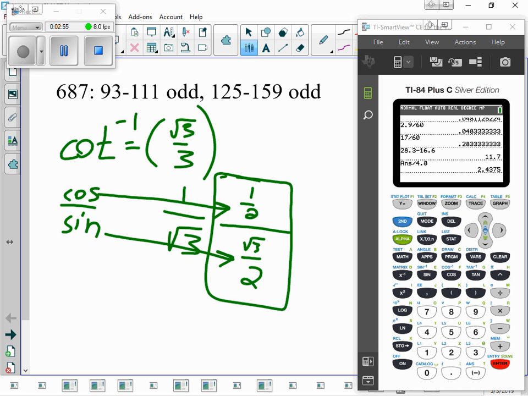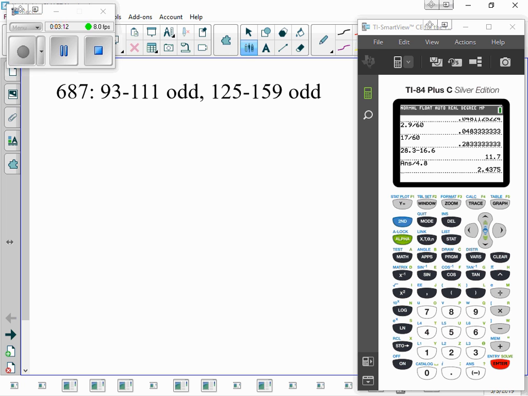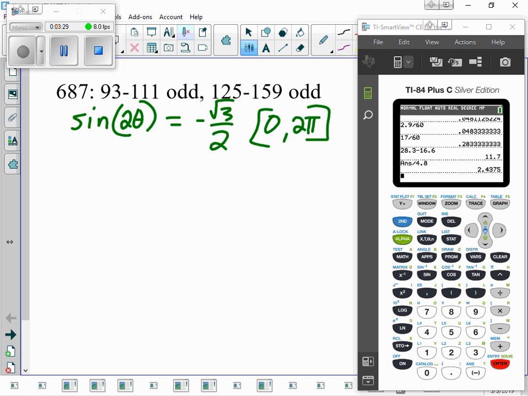So the next one, you're just going to use your calculator to figure out the answer. And then we're skipping to 125. All right, number 125 says the sine of 2 theta is equal to negative root 3 over 2. And we want to get answers between 0 and 2 pi, and they're both equal to, so we get brackets on both sides.